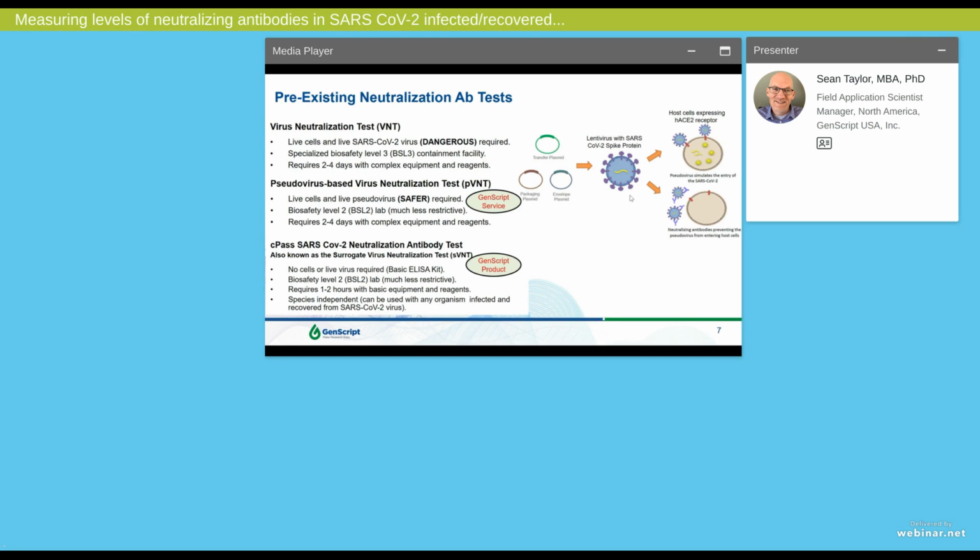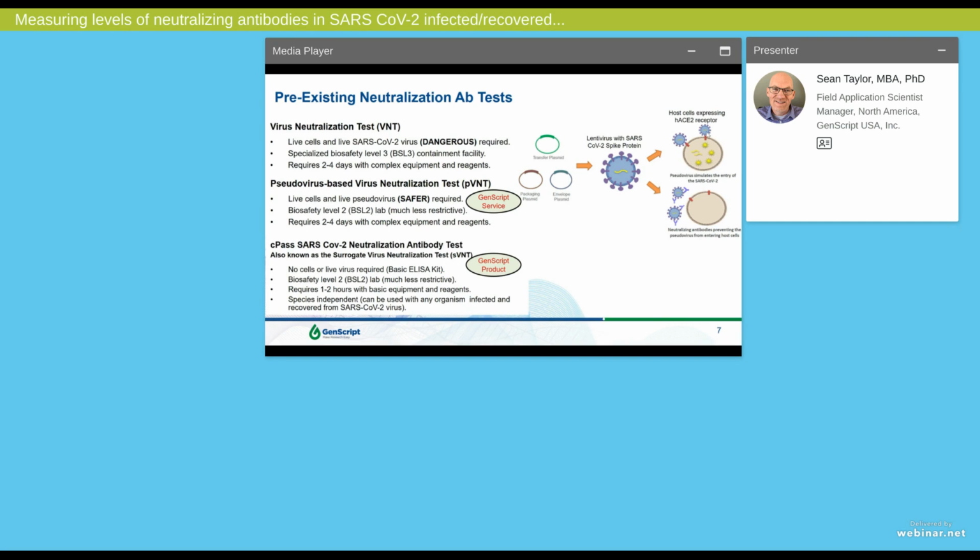In both cases, you have the virus, whether it be a live virus or lentivirus, incubating with the sample from the person who's been infected previously with SARS-CoV-2. If that sample contains neutralizing antibodies, then those antibodies, as we see here, will bind on the outside of the virus and prevent the virus from binding to the ACE2 receptor in cells that are transfected with that receptor. That's illustrated here in orange. So we can see the neutralizing antibodies prevented the virus from binding, and therefore we get no signal. In the case where we don't have neutralizing antibodies, the virus can bind to the ACE2 receptor, as we see here, and then we get a signal.